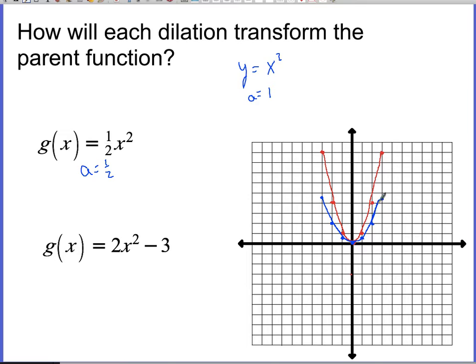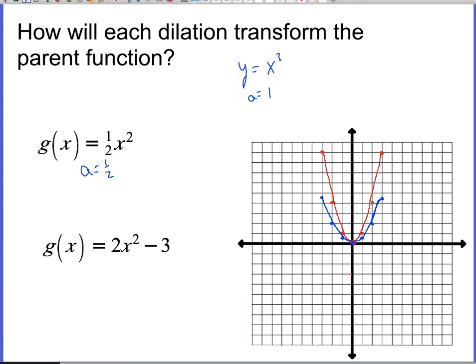Oops, glitched. There we go. Okay, not too bad. So we see that compared to the parent function, this new parabola is wider. It's been compressed vertically. It gets squished down a little bit, and its growth rate is slower because we've got a fraction in our A spot. So let's look at this one then.